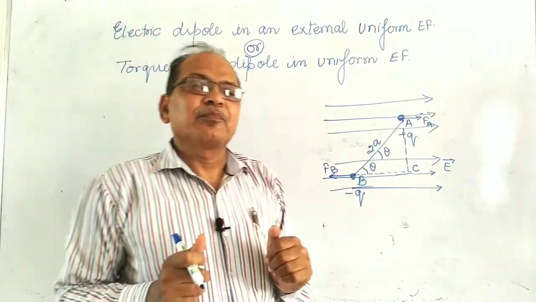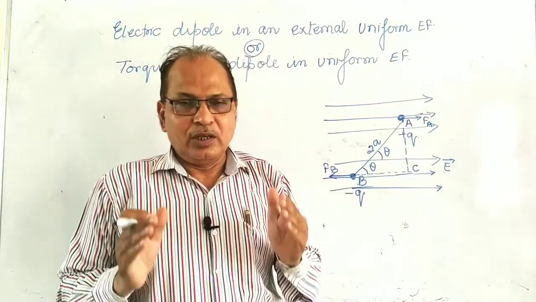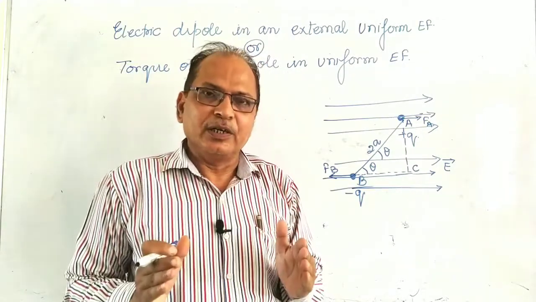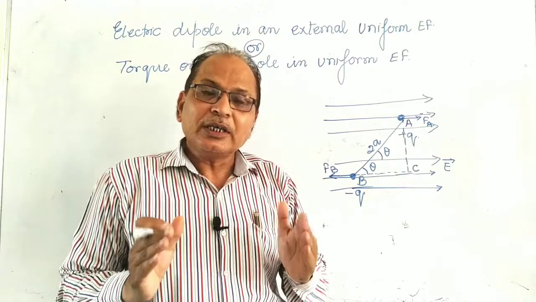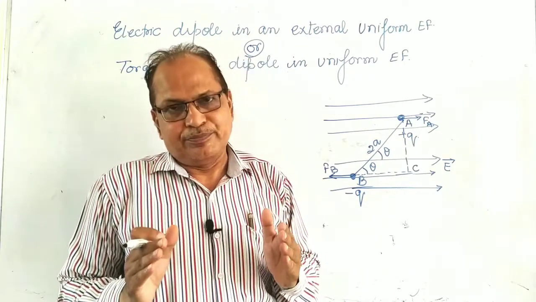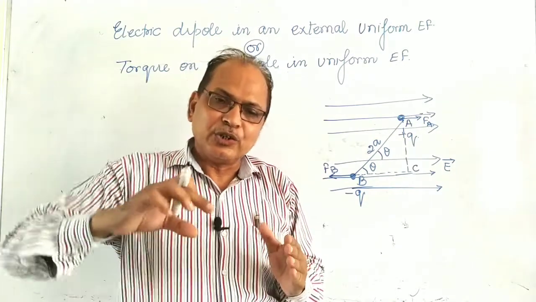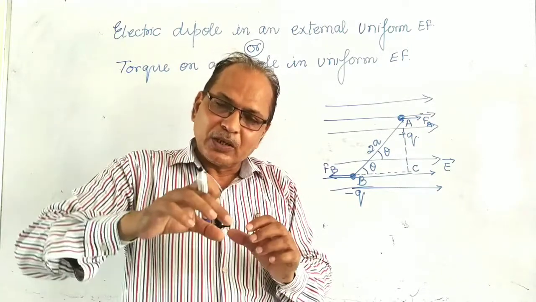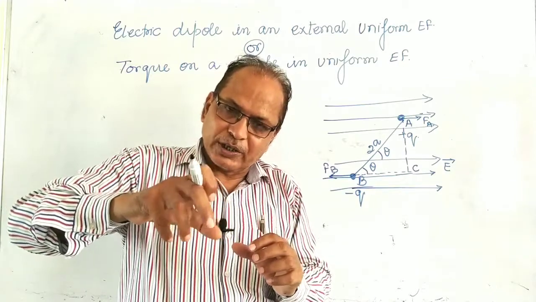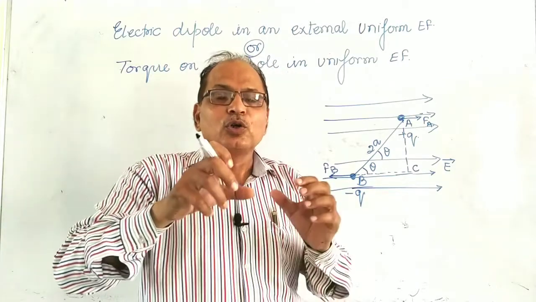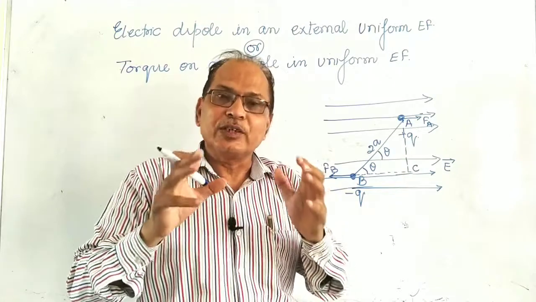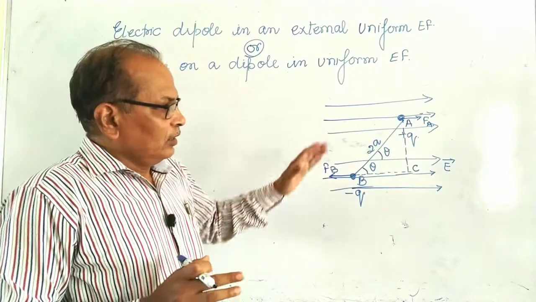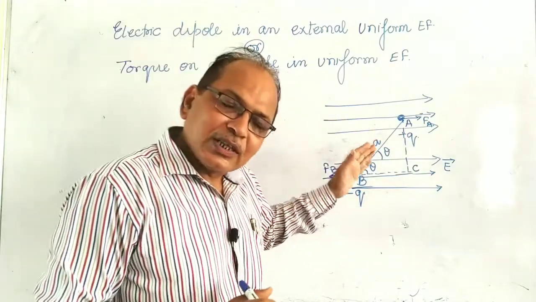Meaning is, when an electric dipole is placed in a uniform electric field, it experiences torque, as a result of which the dipole starts rotating. So you have to find out the value of the torque experienced by the electric dipole. This can be explained with this diagram.